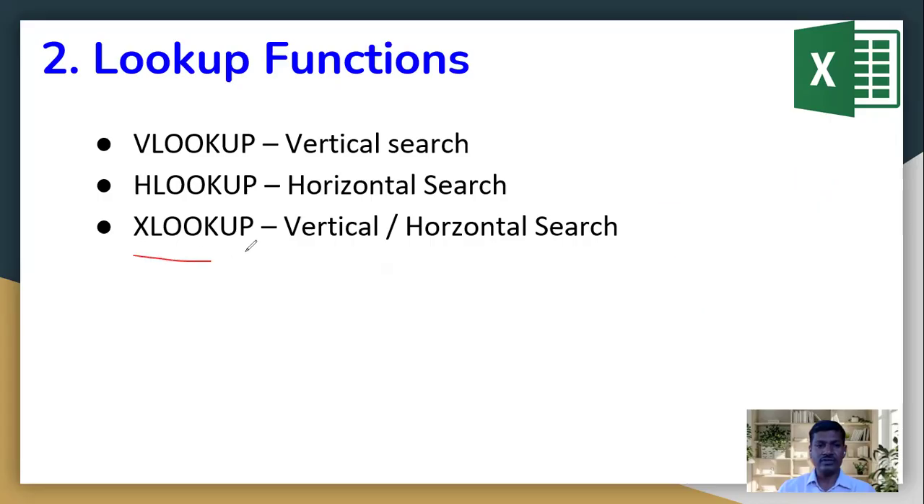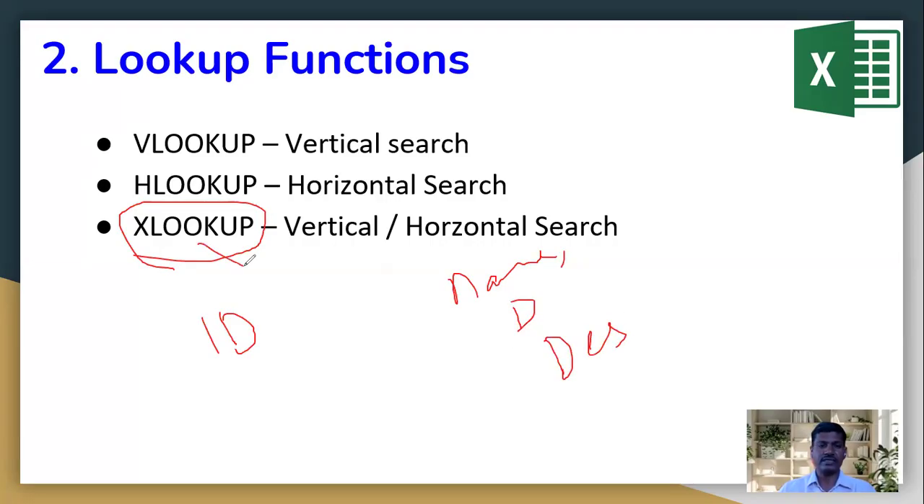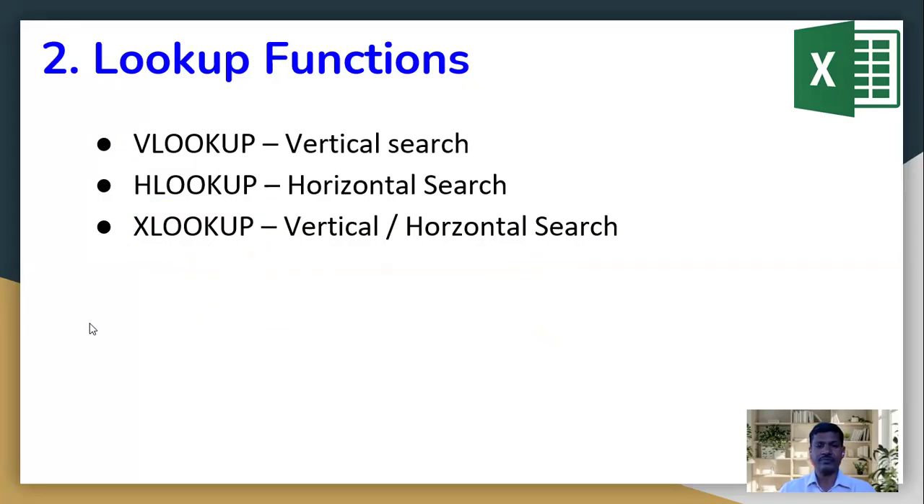Another advantage of the XLOOKUP function is that it can fetch more than one value. Like in the earlier example of searching the employee details, when we pass the ID of the employee, we can extract multiple values like the name of the employee, then the department, and then the designation. So like this, we can extract multiple values using XLOOKUP. This feature is not available in either VLOOKUP or HLOOKUP. So they will provide only one return value.